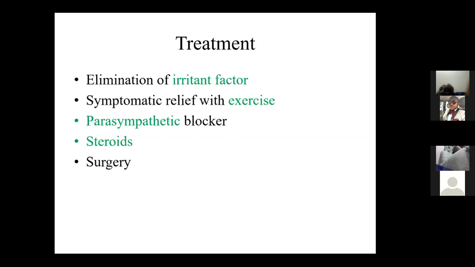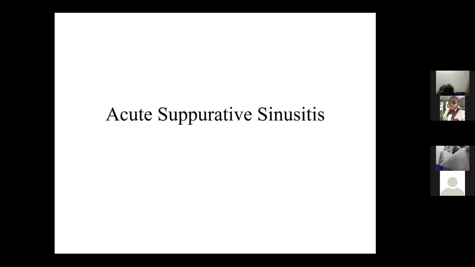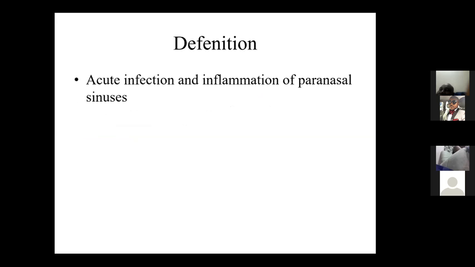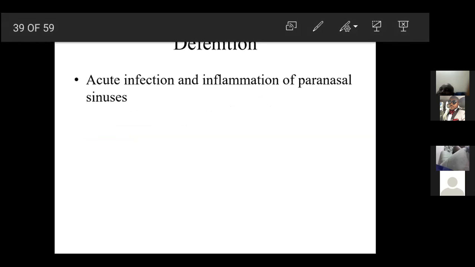Then, for symptomatic relief, you can advise exercise. Then, parasympathetic blockers can also be given, steroids, and if the condition keeps getting worse and becomes life-threatening, then surgery can be employed. Now we have acute suppurative sinusitis, which is an acute inflammation of the paranasal sinuses.